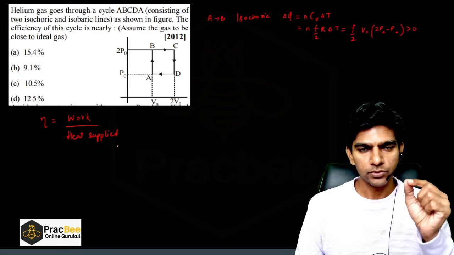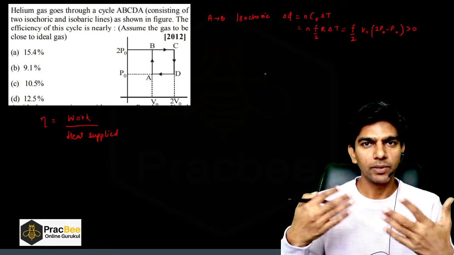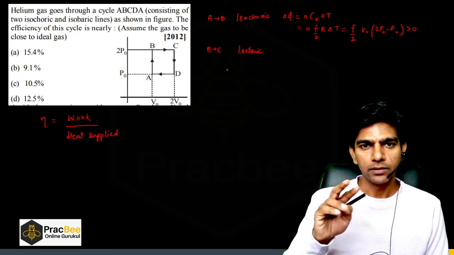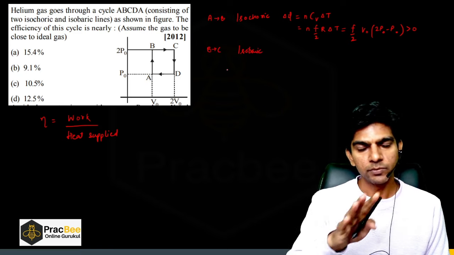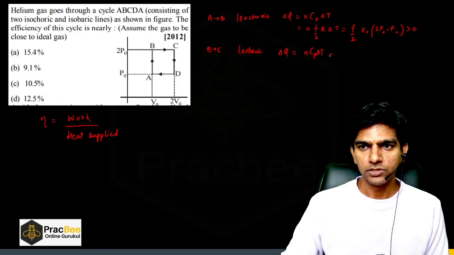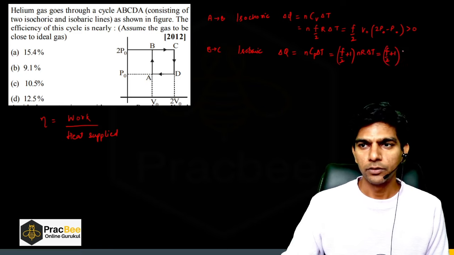So in the process A to B, the heat is being supplied to the system. Now let us see the process B to C, which is an isobaric process. Again, in this process, the pressure is constant, but the volume is increasing. So we can say the heat is being supplied to the system. So it will be nCpΔT, which is nothing but (f/2 + 1)nRΔT. And this can be written as (f/2 + 1), and nRΔT can be written as 2P0 times final volume minus initial volume, which is again positive.